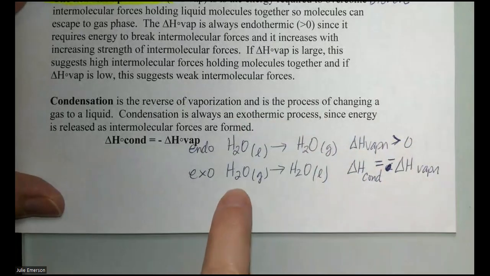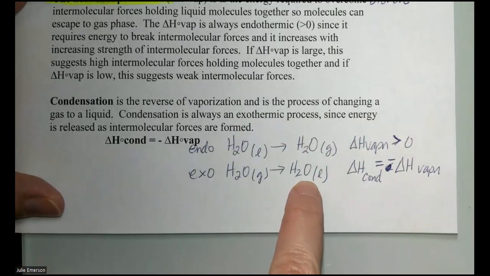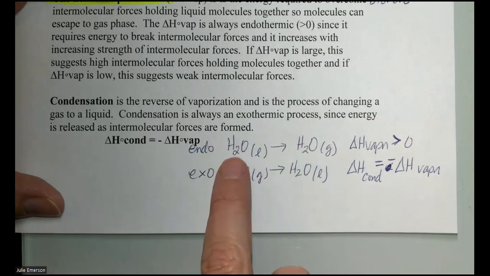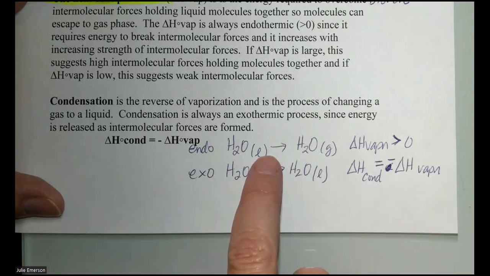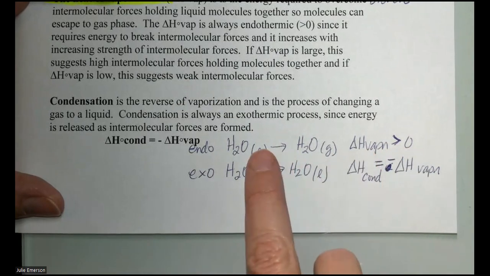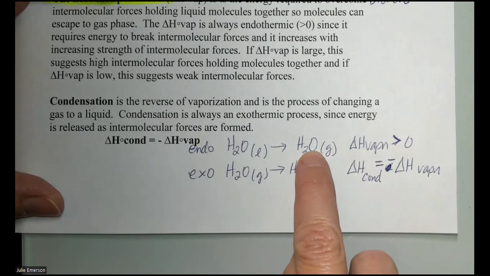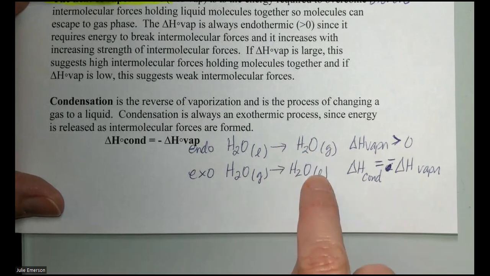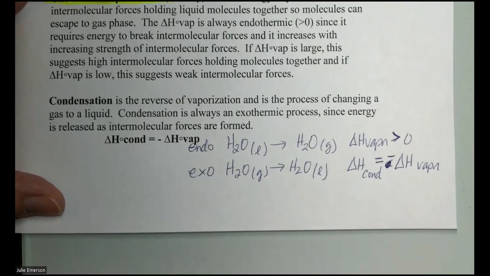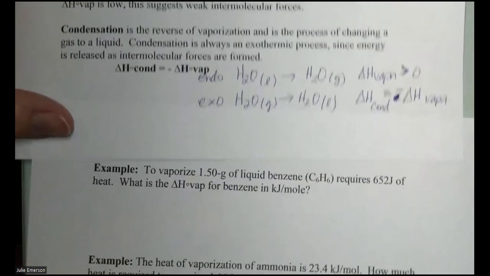Because when you take a gas and you put it into the liquid phase, you're forming intermolecular forces. And just like when you form bonds, that's going to release energy. If you're breaking intermolecular forces, just like you break bonds, it's going to require energy. So if it requires 40 kilojoules per mole to break up those bonds, it's going to release 40 kilojoules per mole to form those bonds. So the relationship of condensation and vaporization, just like we saw in Hess's law with chapter 7, we've just flipped it. So you just change the sign of delta H.